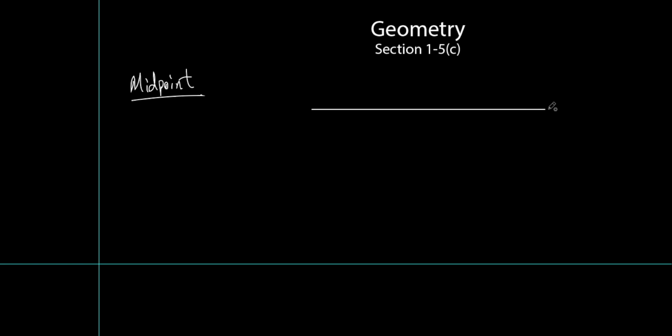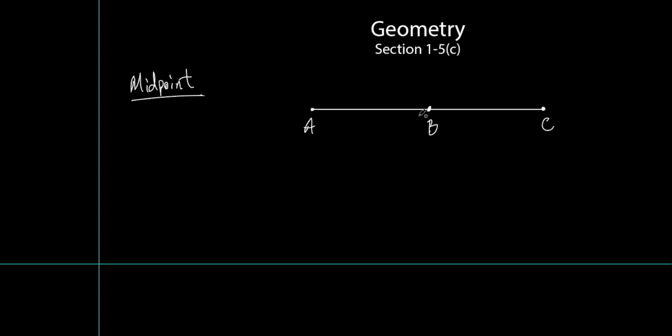So let's draw it. This is a line segment, so it doesn't keep on going in both directions. It starts and stops. And let's find out where the middle is. It's right there, and I'll put a dot right there. Okay. So this is A, this is B, and we'll call it C. All right, so we got a line segment.